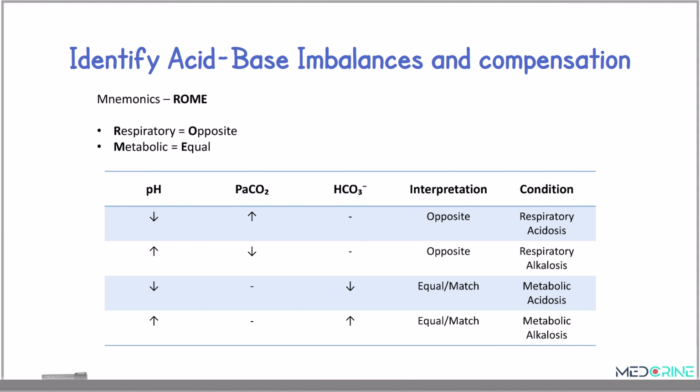On the other hand, if we have a reduced or low pH and a reduced bicarbonate ion level, that is a matching relationship, meaning we are having an acidosis state of metabolic origin. We call it a metabolic acidosis. If we have an elevated blood pH with an elevated level of bicarbonate ions, that is again an equal or matching relationship, which we call metabolic alkalosis. It's going to the same side, towards alkalosis. Therefore, it's metabolic alkalosis.